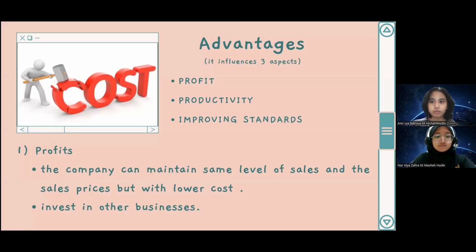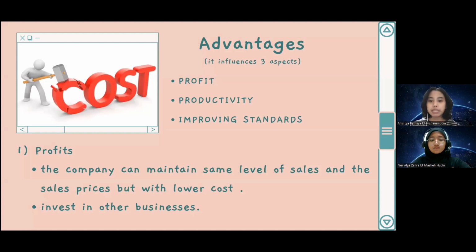Okay, so the advantages of the cost reduction program: it could influence Prabut Nusantara Sedang Berhad in three main aspects. The first one is profit, the second one is productivity, and lastly, improving standards. So let's look at the first one, which is profits.